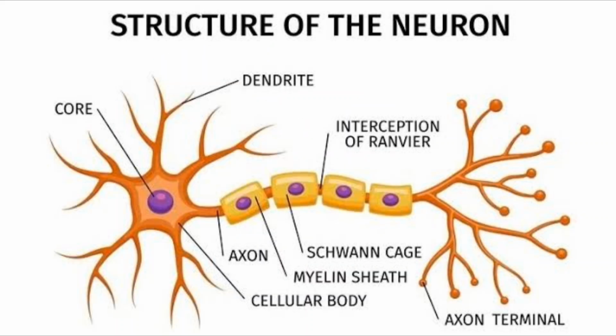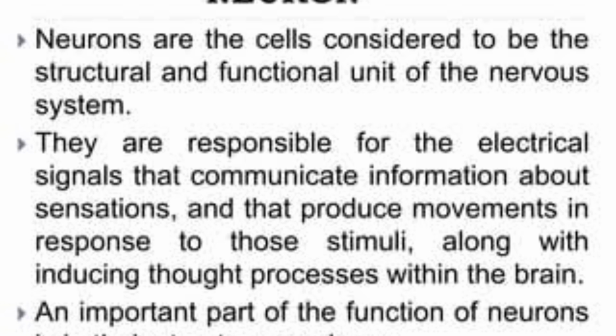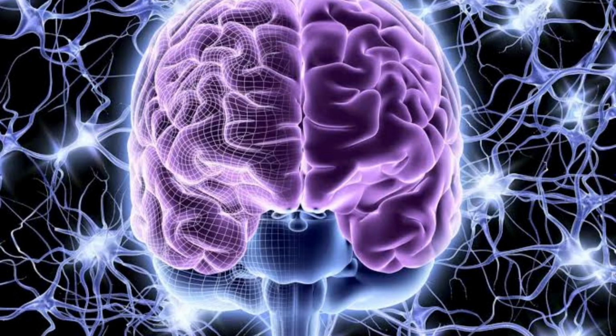Let's discuss the structure of a neuron. So what is a neuron? A neuron is otherwise called a nerve cell. That is the largest cell in our body, the lengthiest cell in our body. The function of the neuron is that it helps to send and receive signals from your brain.